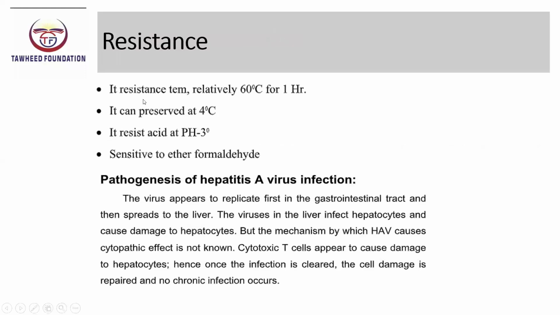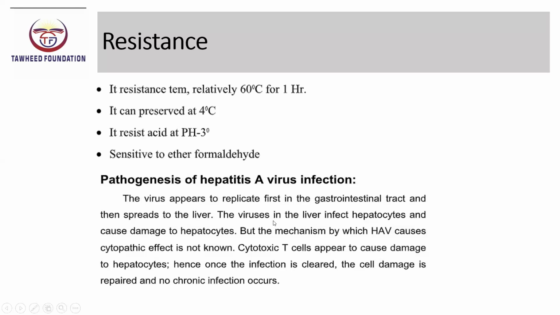Resistance. HAV is highly resistant compared to many other viruses. It can survive at acidic pH levels, withstand bile salts, and tolerate moderate heat. However, it is inactivated by boiling, chlorination, and formalin treatment. It is sensitive to ether and formaldehyde. Its resistance helps explain its spread in regions with poor sanitation, as it can survive for extended periods in contaminated water and food. Now, pathogenesis of hepatitis A. First, the virus appears to replicate in the GIT and then spreads to the liver.